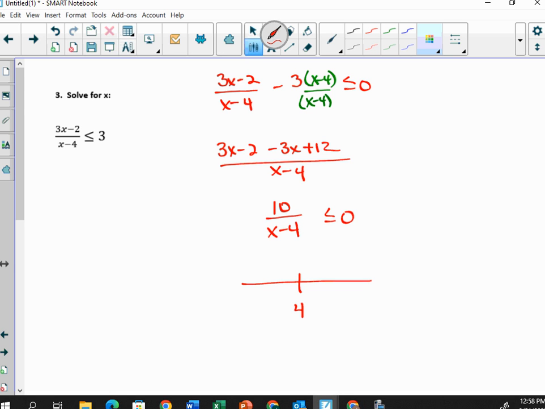So I test 0. I get positive over negative, which is negative. Will it alternate? Yep. The problem says less than or equal to 0, so I know I'm starting at negative infinity and coming to 4. Will I include the 4 or not? No. Why? Yeah, it's in the denominator. We don't want it. Okay. Questions? Not too bad on the practice quiz?